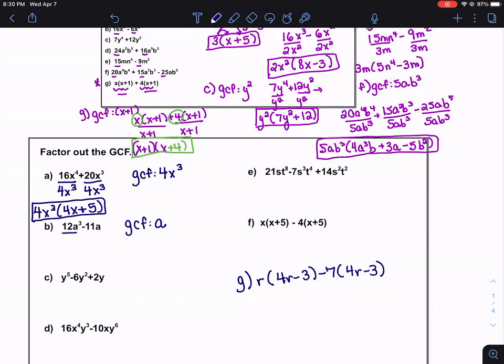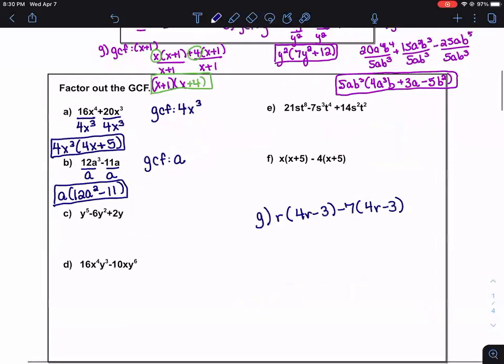We do have class. Okay, so we're going to divide each term by a, and we get 12a squared minus 11. And one other thing, I didn't want to say it before to confuse you, is if you look inside of the parentheses, there shouldn't be anything else in common to your terms. And that's how you kind of know you're done.